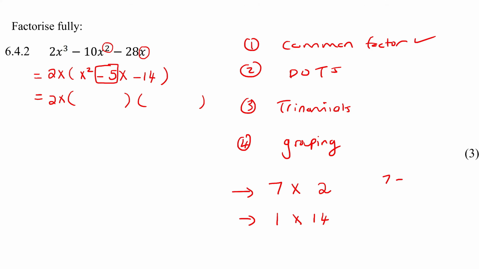Well, you could think of 7 minus 2, but that gives you positive 5. You could say 7 plus 2, that gives you 9. You could say 2 minus 7, that gives you minus 5. That's what we wanted. So we want the 2 to be a positive and the 7 to be a negative.